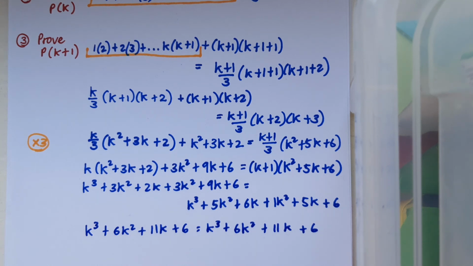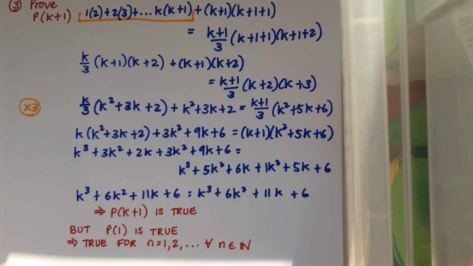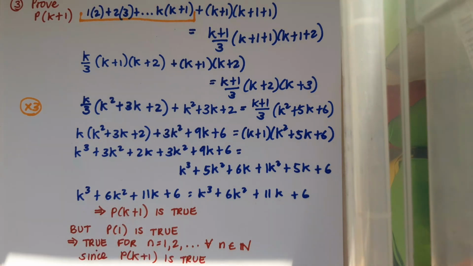Now, because my equation equals on both sides, my equation is true, and that means that I've proved the proposition using k plus 1 is true also. Again, I'm going to state that. And then I'm just going to wrap up my concluding statements. So I can say, but P1 is true. And then we can say, well, it must mean that it's true for n equals 1, n equals 2, and all values of n that are an element of the natural numbers, since we've just discovered that P(k+1) is also true.